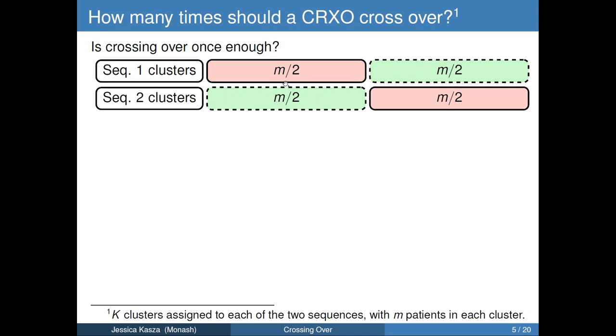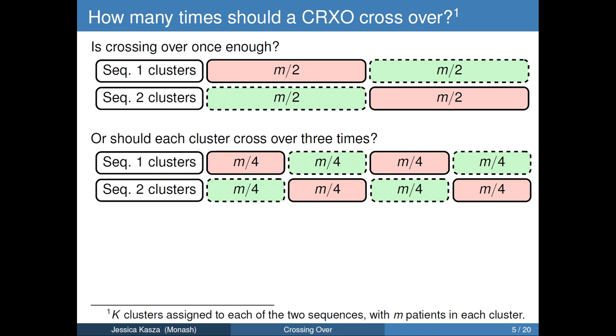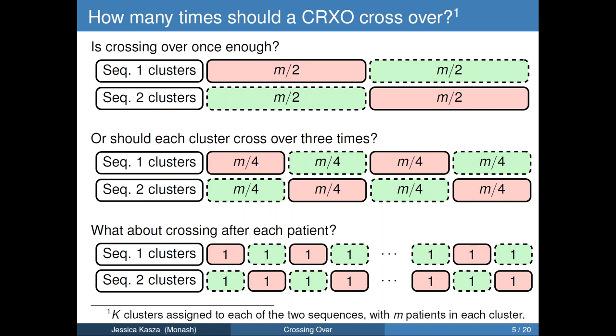Should we be crossing over three times? So should we have a four period design where one quarter of the patients within each cluster receive treatment before we switch to the other treatment that we're interested in? Or should we be crossing over after each patient, alternating with every single patient? Remember, we're considering a situation where we could feasibly swap between patients like this. So which of these is the best design?